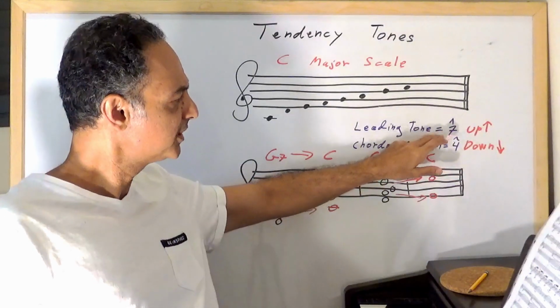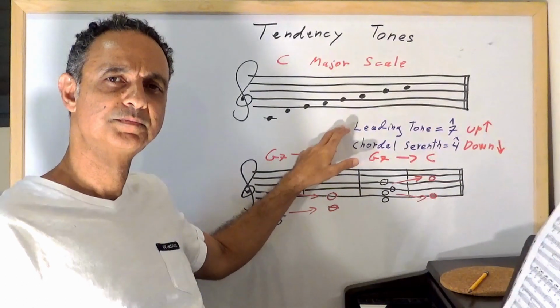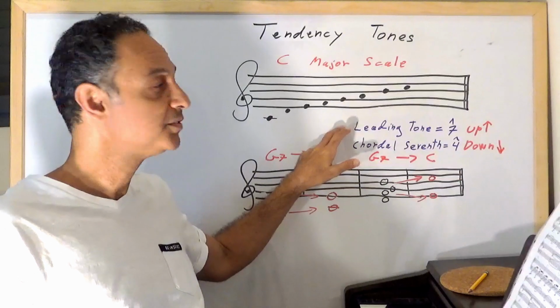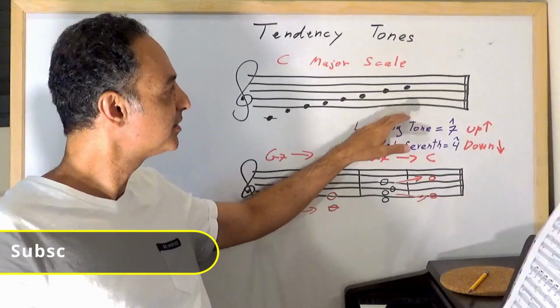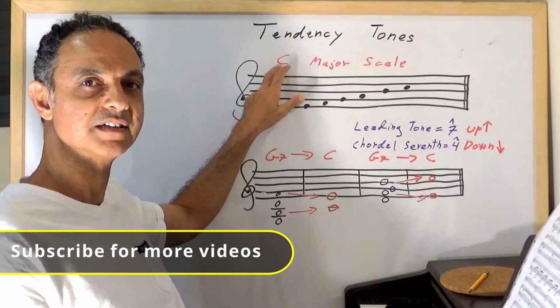And scale degree number 7 is also called the leading tone. Why the leading tone? Just because it leads back to the tonic, leads back the note B to the tonic, C, tonic note. We are in C major scale.